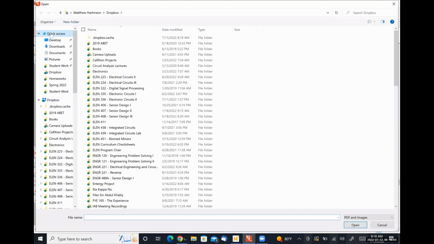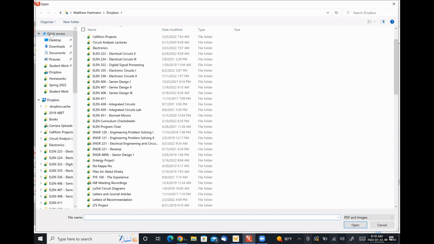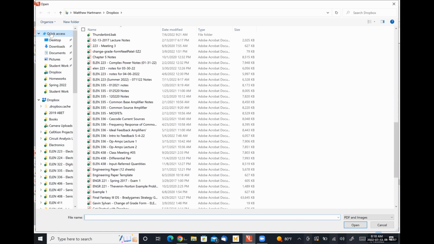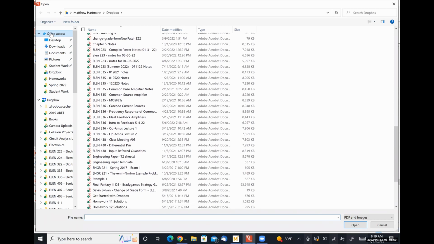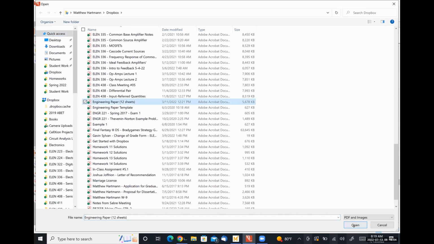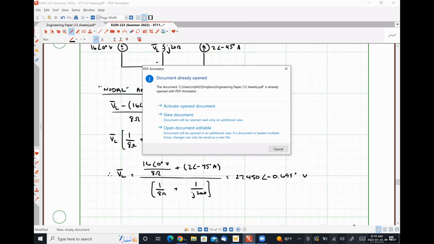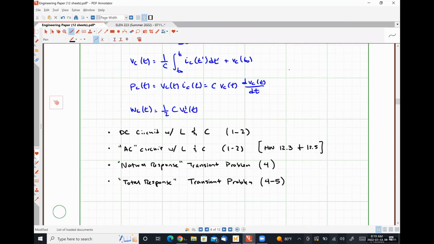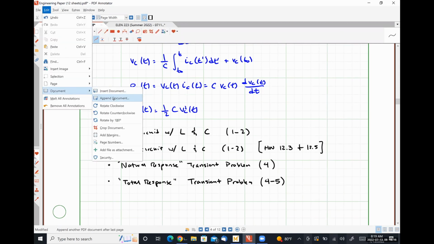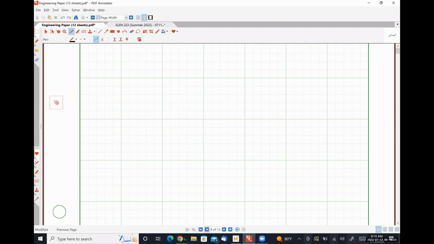So we are now going to talk about something arguably new. If I can find engineering paper, there we go. Dad already had it open, so let me just delete this stuff from circuits 1 from yesterday. Remove annotations. There we go.